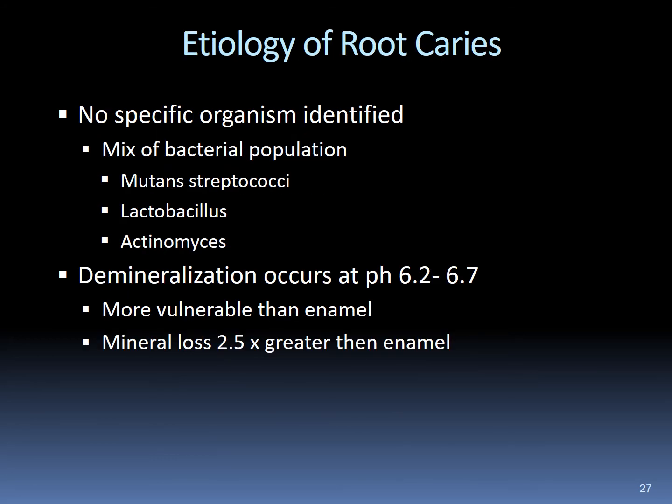No specific organism has been identified as the cause of root caries, therefore the etiology is unknown. A mix of bacterial populations are known causes, with demineralization occurring at a pH of 6.2 to 6.7. Root surfaces are more vulnerable than enamel, and mineral loss is 2.5 times greater than at enamel.